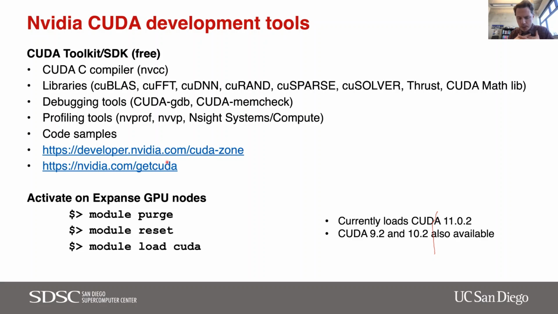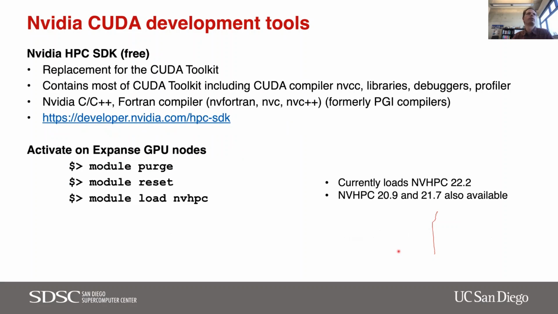Now, if you are on Expanse, I always like to do a module purge and then module reset, just to make sure that I don't have any modules loaded that I wouldn't want to be loaded. Then all you have to do is say module load CUDA and you'll get the CUDA toolkit. This will currently load version 11.0, but there are also older toolkits available if that's something that you need or want to look at.